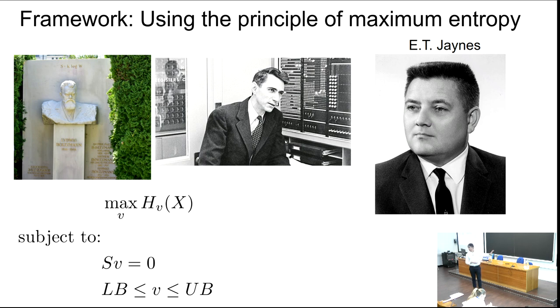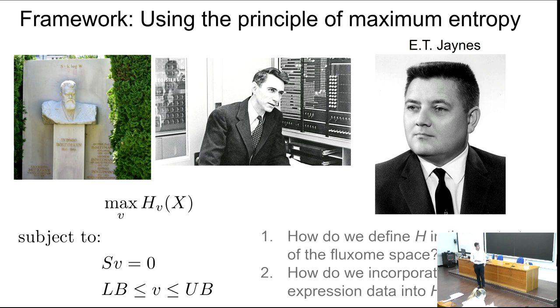from the problem that I defined before, the polytope, which is the space of all possible fluxomes, we want to select the one that has the highest entropy. For this, we need to define what H is in the context of the fluxome space. And later on, we also want to incorporate some phenotype-specific data that restricts the solution to a particular condition. And I'm going to argue that gene expression data is a good candidate to do that.